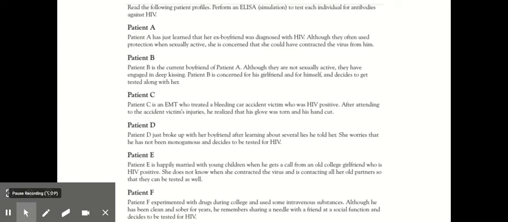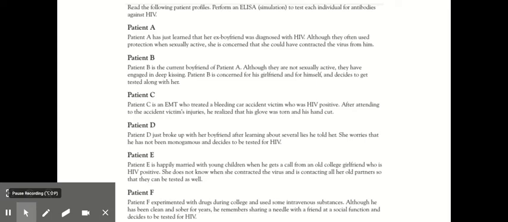And then patient B says patient B is the current boyfriend of patient A. Although they are not sexually active, they have engaged in deep kissing. Patient B is concerned for his girlfriend and for himself and decides to get tested along with her. Patient C is an EMT who treated a bleeding car accident victim who was HIV positive. After attending to the accident victim's injuries, he realized that his glove was torn and his hand cut. Patient D just broke up with her boyfriend after learning about several lies he told her. She worries that he has not been monogamous and decides to be tested for HIV.